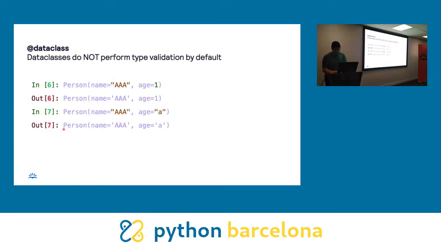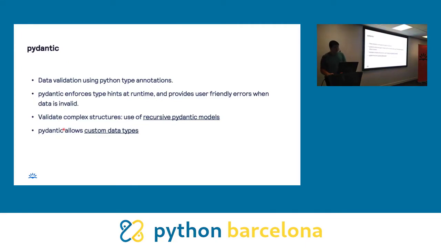To try to solve that, we have the Pydantic library that helps us solve this problem. And Pydantic provides us data type validation. Using Pydantic, we can define a data property as a string or an integer, and if it doesn't match the type, it will raise a value error.